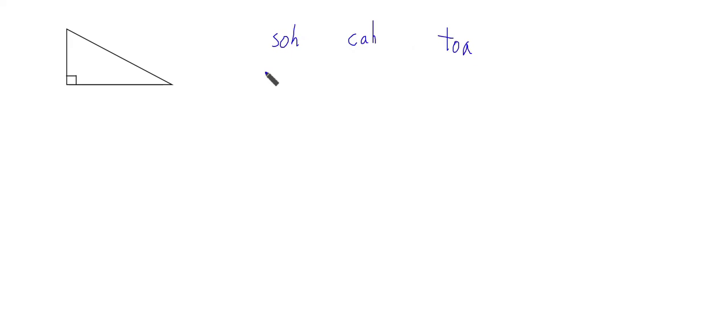Okay, so sine of an angle, which we'll call theta, equals the opposite side divided by the hypotenuse. Sine equals opposite divided by hypotenuse. Cosine of an angle equals the adjacent side divided by the hypotenuse. And the tangent of an angle equals the opposite side divided by the adjacent side.